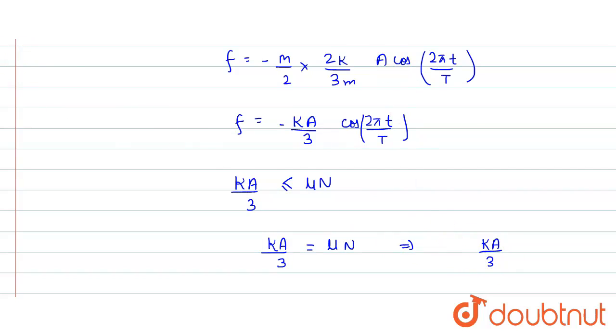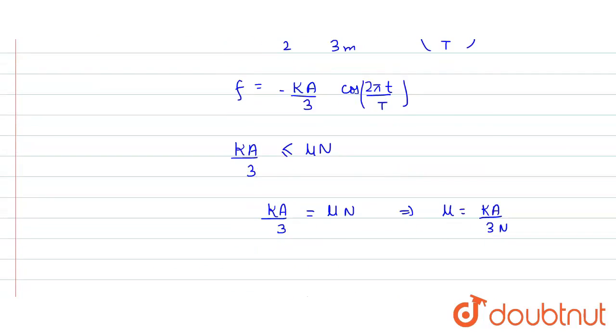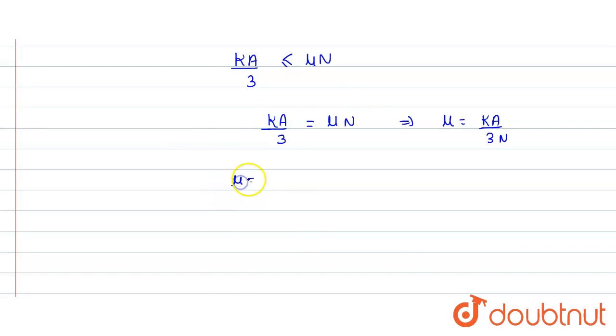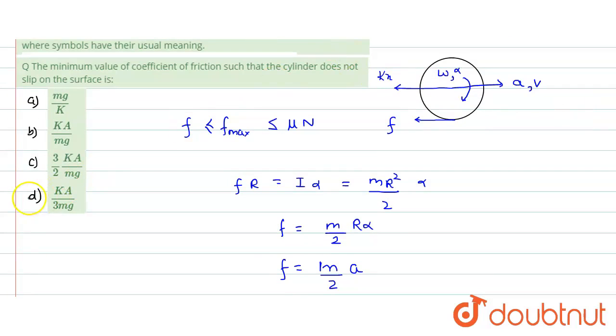Then we can say that μ would be equal to kA divided by 3N. And what is N? If we see this equation, N would be just equal to mg, because it is placed horizontally. So μ would be kA divided by 3mg. If we check which option would be the correct option, kA divided by 3mg is D. So this is the minimum friction value, and the friction value would be greater than or equal to this value.